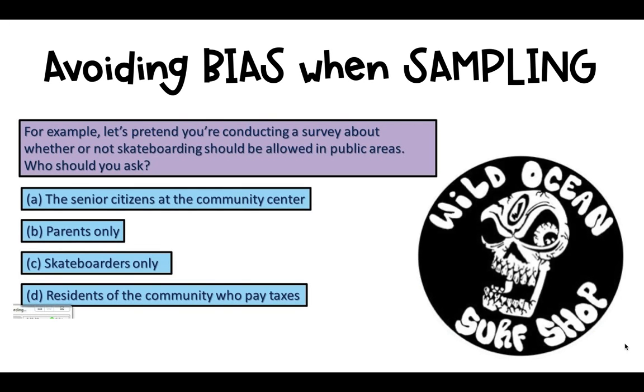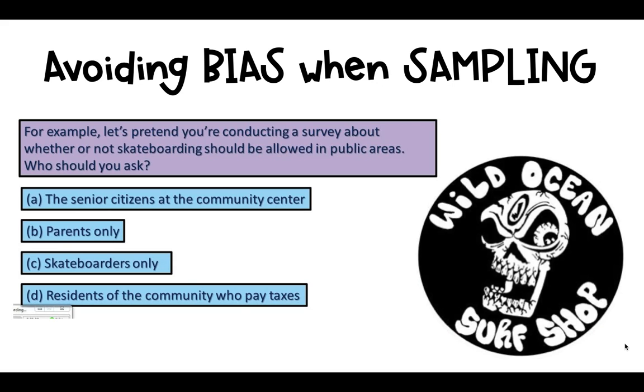The other thing we want to consider when sampling is avoiding bias. So take this skateboarding example. Let's pretend you're conducting a survey about whether or not skateboarding should be allowed in public areas. Let's think about who our sample should be. Do we want to ask the senior citizens at the community center who might have a bias and not really be into skateboarding because they didn't grow up with it? Do we want to only ask parents who, again, might be biased depending on if their child is a skateboarder or not? Do we want to ask just skateboarders who obviously will end up overestimating the amount of people that actually do want skateboarding to be allowed?